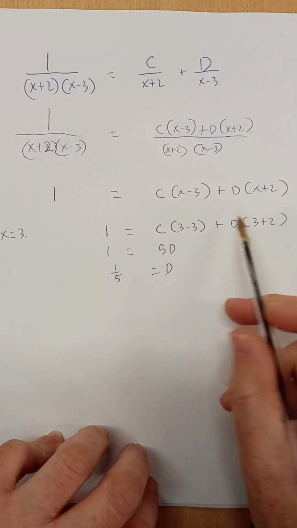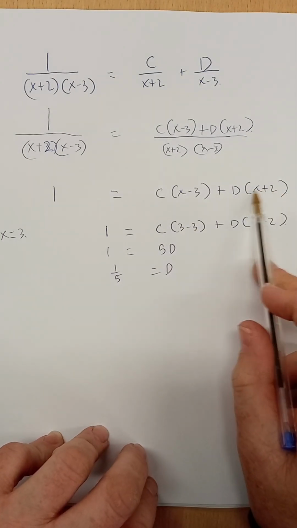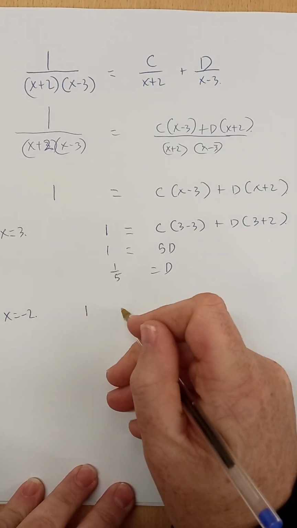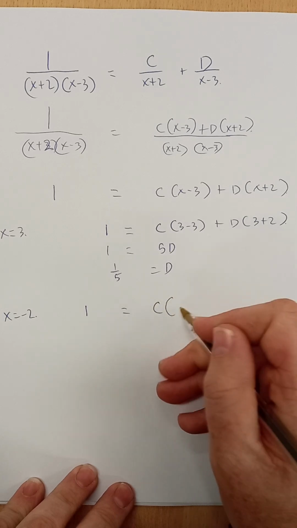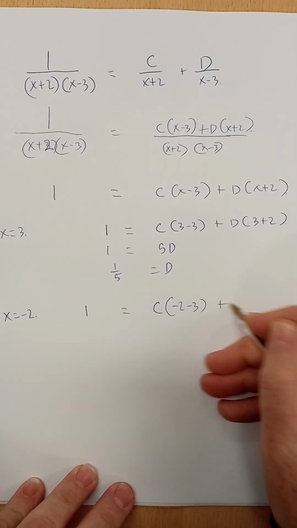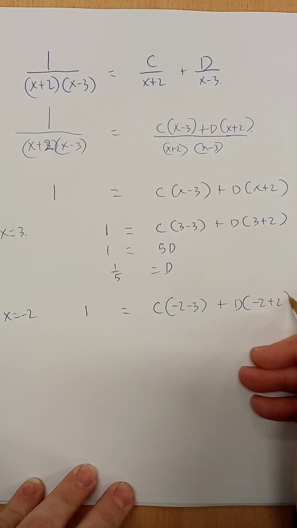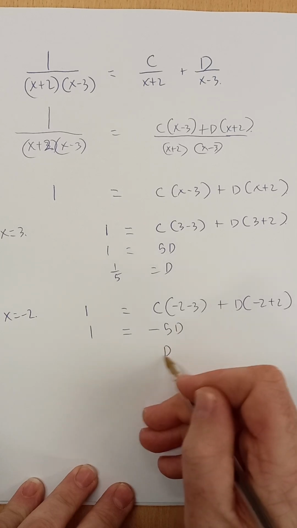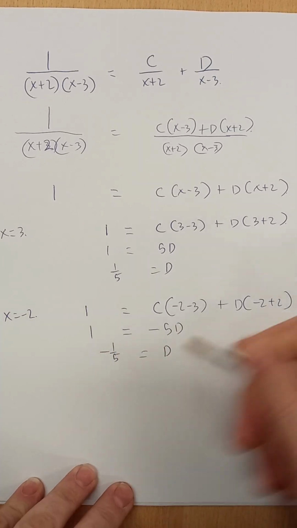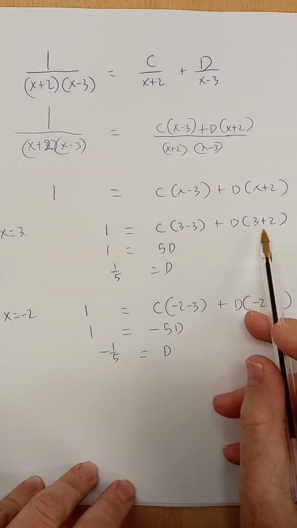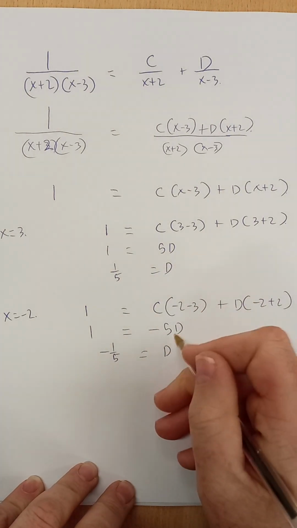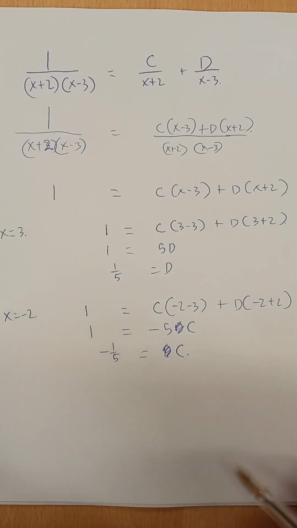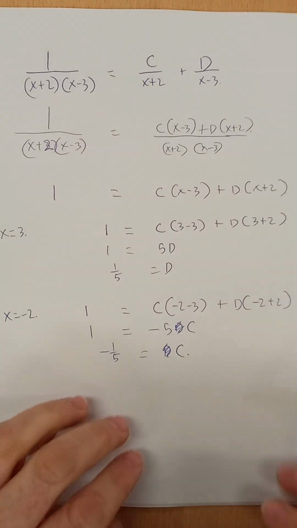Okay, now let's do it the other way. Let's see what happens if I made that 0. So that's x equal to minus 2. And let's solve. So again, 1 would be the same. So it's c times minus 2 minus 3 plus d times minus 2 plus 2. So again, that becomes 0. So you have 1 is equal to minus 5c. c is equal to negative 1/5. So that's how you would solve those fractional identity type of questions.